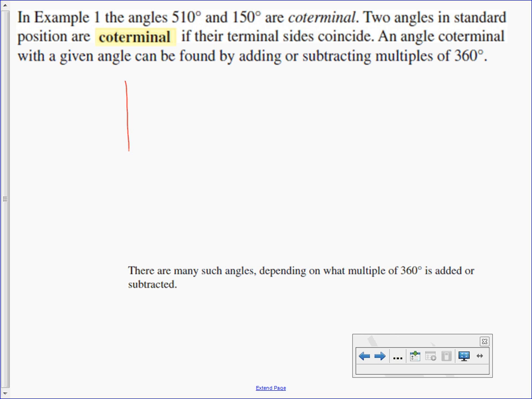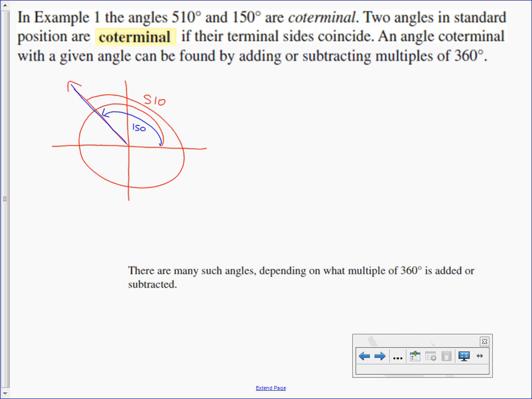If we had that 510-degree angle, 510 and 150 degrees are what you call coterminal. Basically, that means that two angles in standard position are coterminal if their terminal sides coincide, which means they have the same terminal spot. Any coterminal angle can be found by adding or subtracting multiples of 360 degrees.